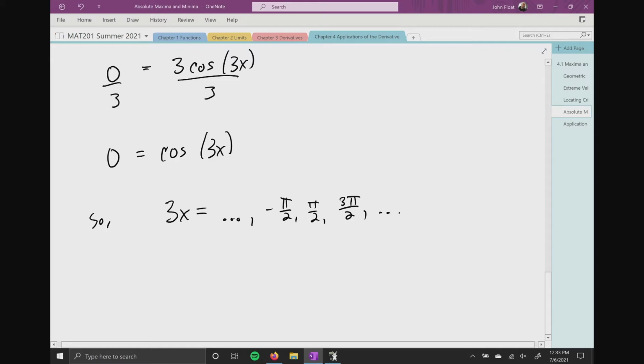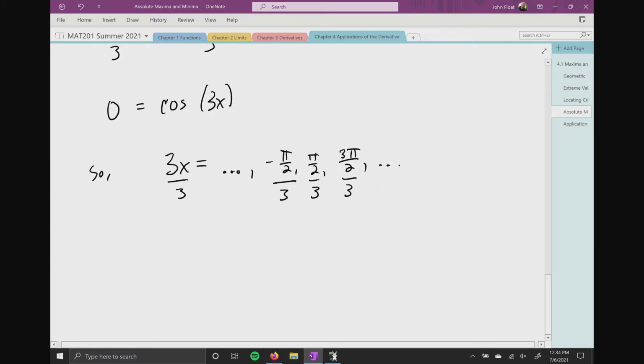Now, if you think about this, if 3 times x is going to equal all these values when the cosine is 0, all you have to do is just divide all of these by 3. So x is going to equal negative pi over 6, pi over 6, pi over 2, and so forth. Okay?